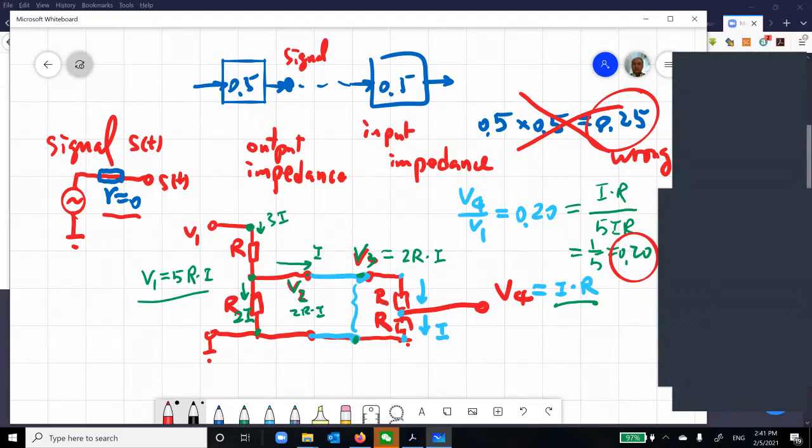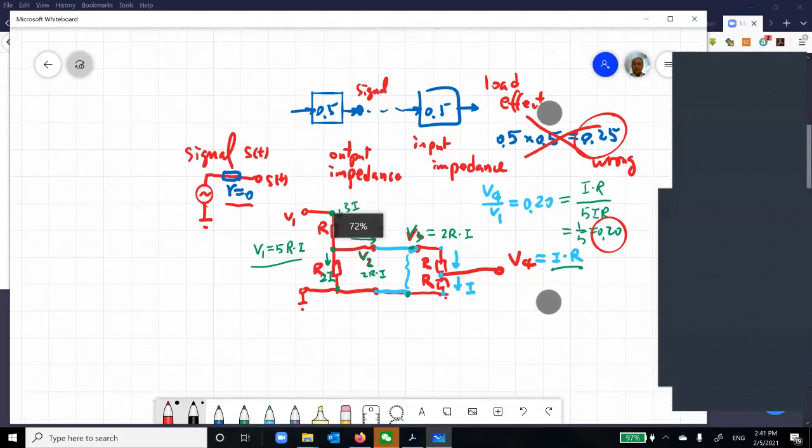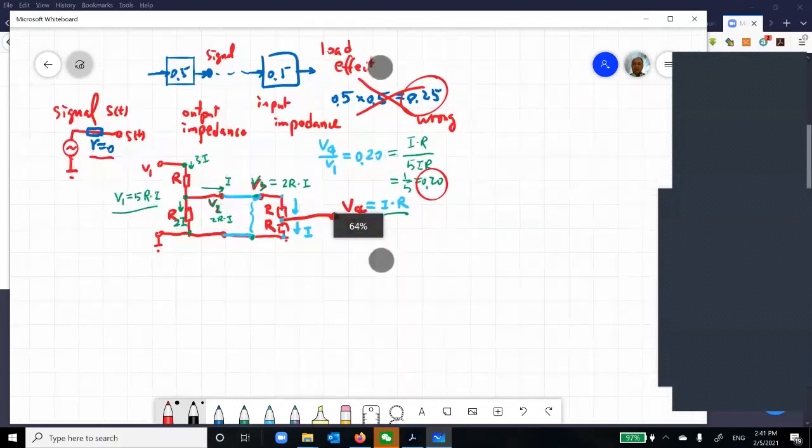So therefore, output impedance and input impedance are not matched. That's called load effect. Load effect. Okay, so let me give you another idea here.